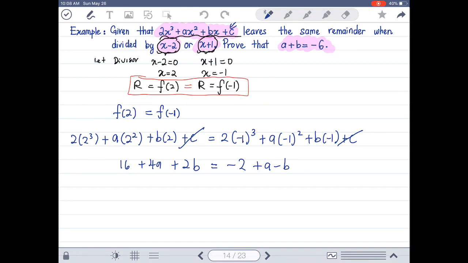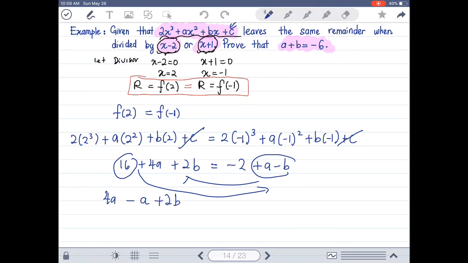Next step would be we will gather all the a's and b's on one side and the one without a and b on the right hand side. So I'll bring both of these here and that one there. So we will have 4a minus a plus 2b plus b equals negative 2 minus 16. 4a minus a will be 3a plus 3b equals negative 18.